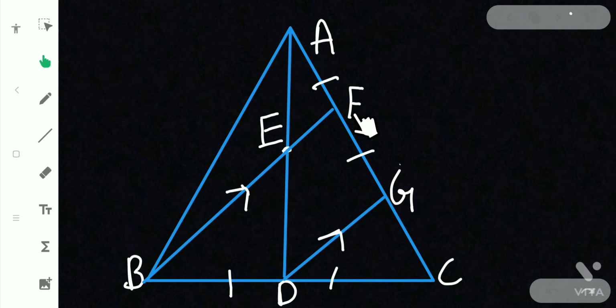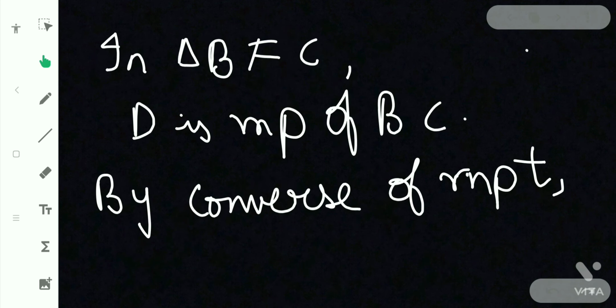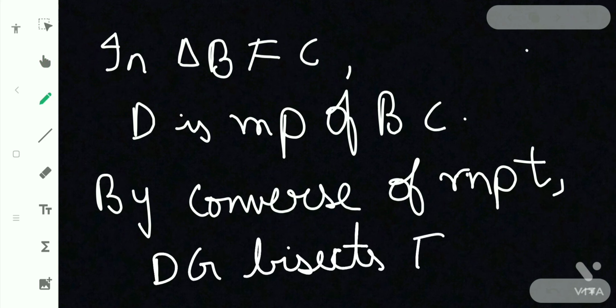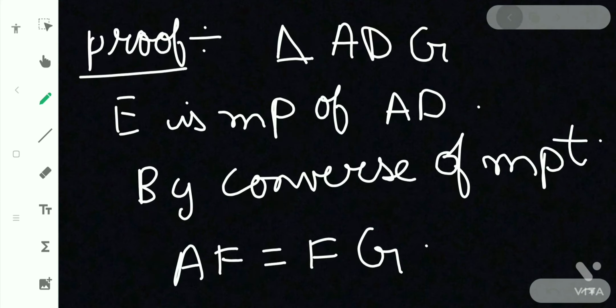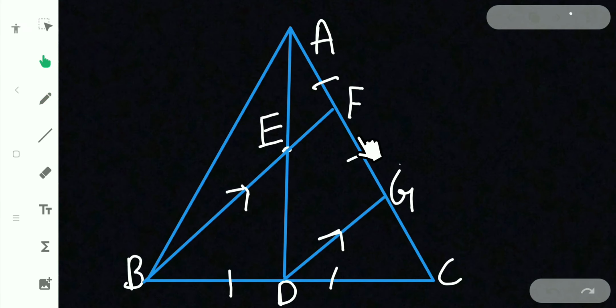Now we can prove this, AC is equal to 3AF, that I am saying now. DG bisects FC, not AC, it is FC. DG bisects FC, nothing but FG is equal to GC. FG or GF is equal to GC.